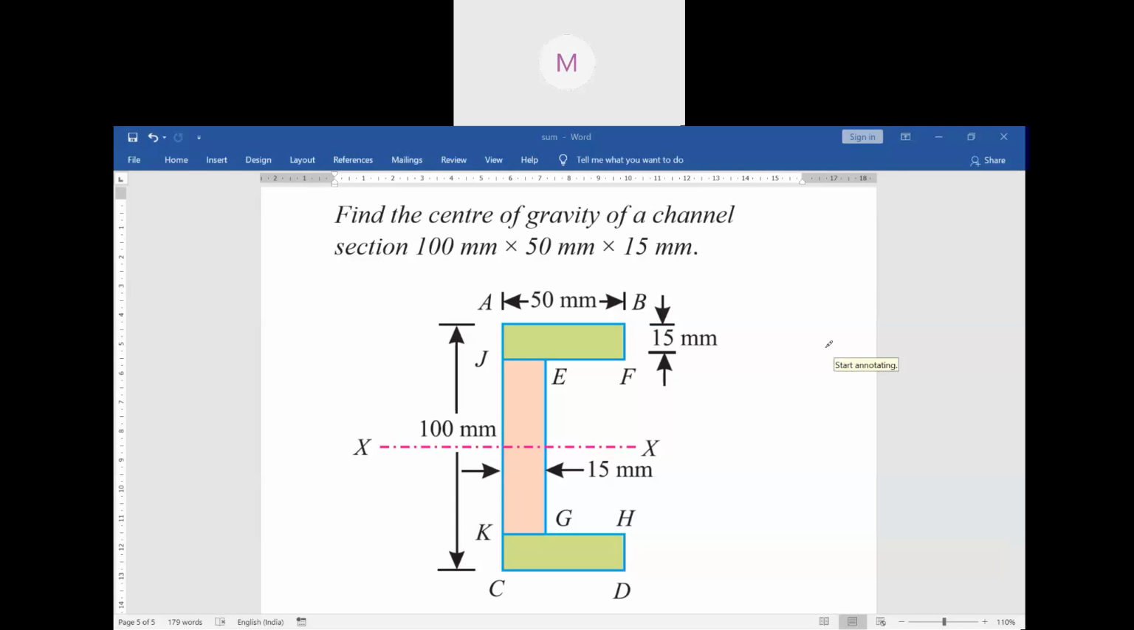The dimensions are given. Now if you pay attention here, I'll give you some hints. This green part and this green part have the same dimensions. And you can find out this one, J E G K, the triangle and rectangle, you can find out.